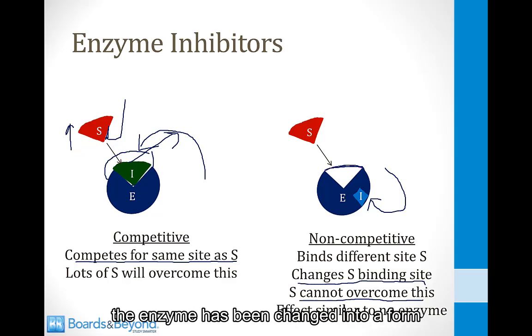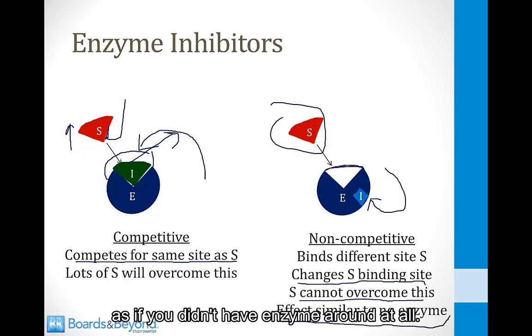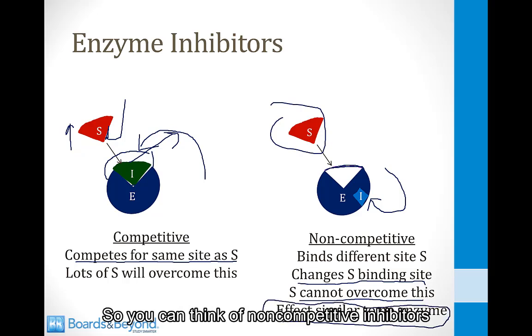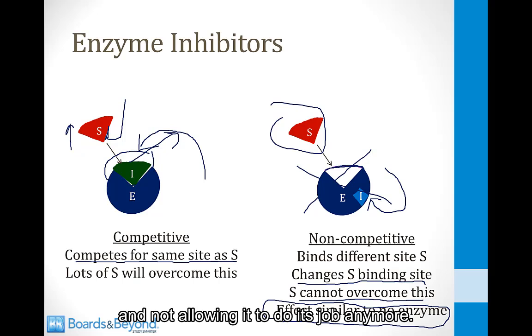Essentially, the enzyme has been changed into a form that doesn't bind S anymore. This is the same effect as if you didn't have enzyme around at all. So you can think of non-competitive inhibitors as enzyme destroyers. They essentially have an effect on the body and the system of taking the enzyme out of the equation and not allowing it to do its job anymore.